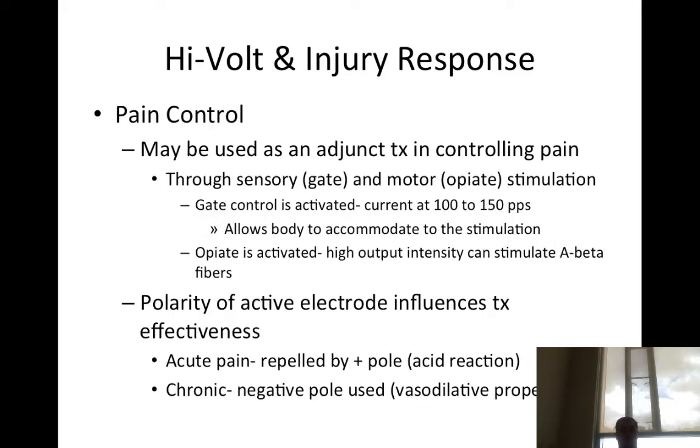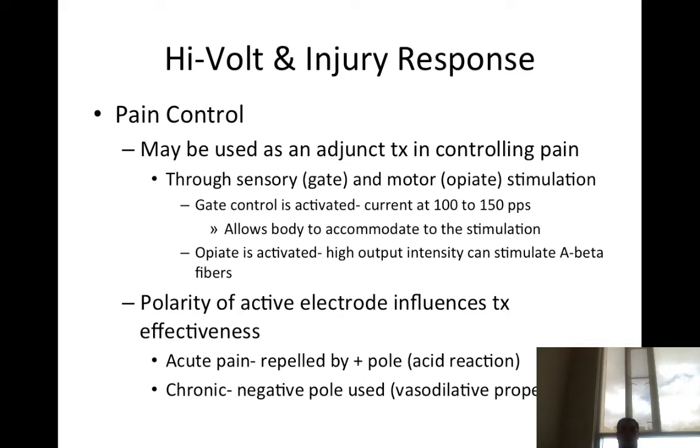For pain control, this may be used as an adjunct treatment in controlling pain through either the sensory gate control or the motor opiate level stimulation. Gate control is activated at about 100 to 150 pulses per second. This allows the body to accommodate to the stimulation. The opiate motor level stimulation is activated through high output intensity that can stimulate A beta fibers. Remember, the output intensity is what you're actually turning up the machine to, the voltage on the machine.